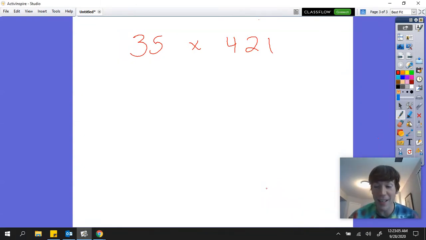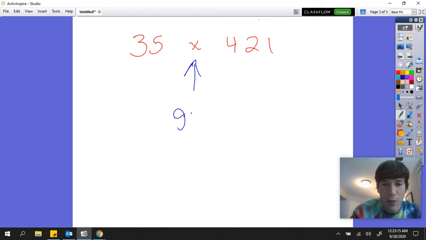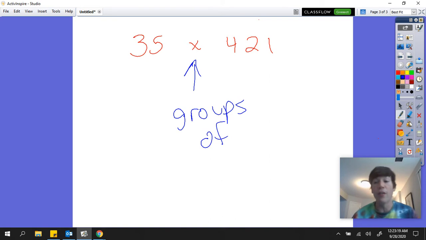All right, guys. Today we're going to talk a little bit about multiplication. Now, the first thing I want you to know about multiplication is that when we're talking about multiplication, this multiplication sign, we can literally think of it as the words "groups of." So it's saying 35 groups of 421.